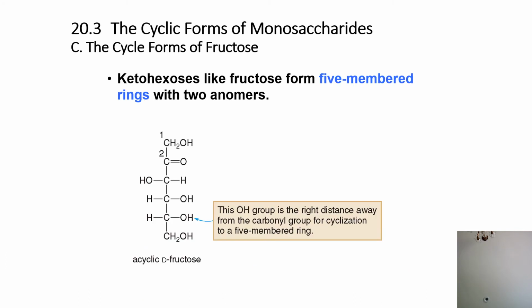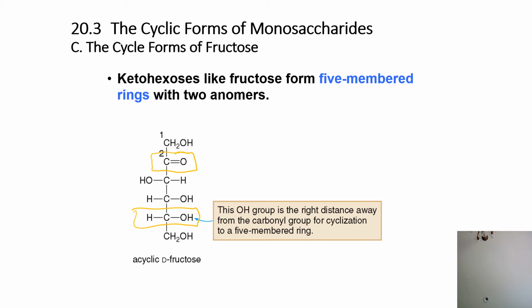So ketones like fructose can form 5-membered rings with the same two enantiomers. So here we have the fructose in its straight chain. The hydroxyl group on C5 is far enough away, and remember it has to have a chiral center as well. So that's why we can't use carbon 6. But unlike the aldehydes, with the carbonyl group on carbon 1, ketoses like fructose have that carbonyl group on carbon 2.